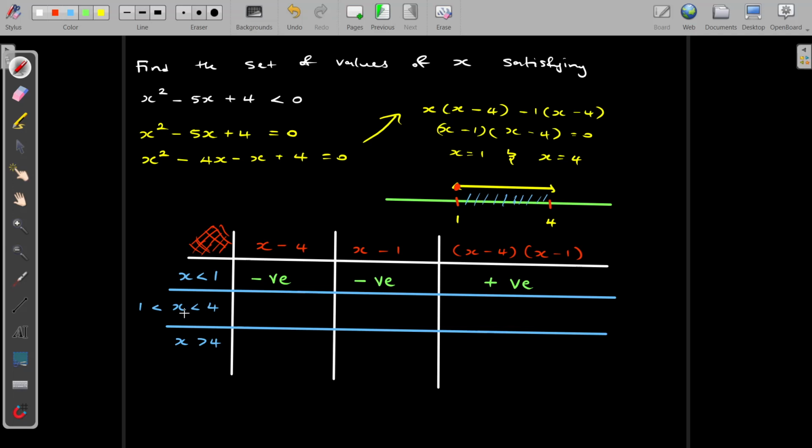So similarly, we want to pick values that are greater than 1 but less than 4. So one such value could be 3. Let's say we use 3 here for the x. When we use 3, it's going to be 3 minus 4. That's going to give us negative. When we use 3 minus 1, that's going to give us positive. Positive times negative, negative.